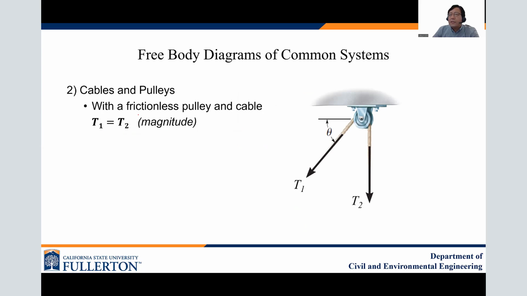A cable can support only a tension or pulling force. So this is a very important system in the cables and pulleys. The tension force developed in a continuous cable which passes over a frictionless pulley must have the same magnitude. That means that T1 and T2 have the same magnitude. It only changes the direction. So that is the important thing for this system.